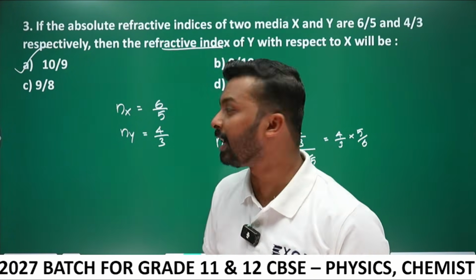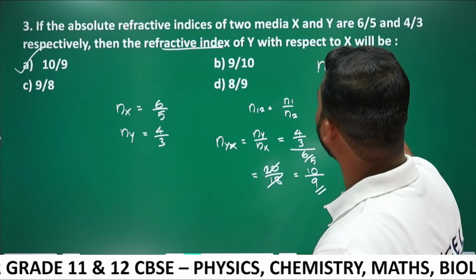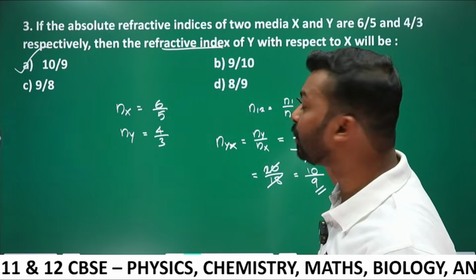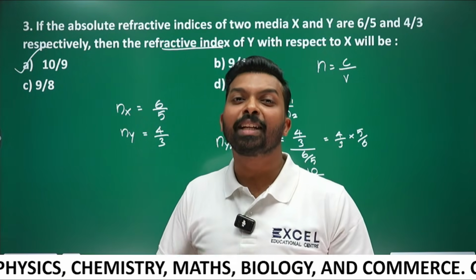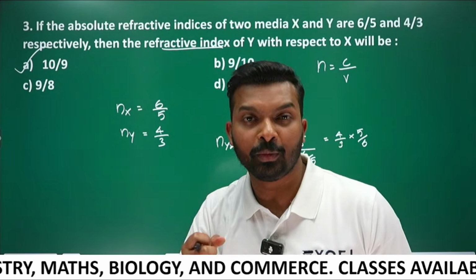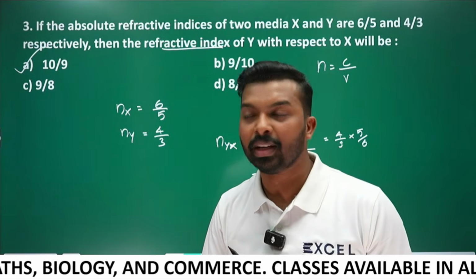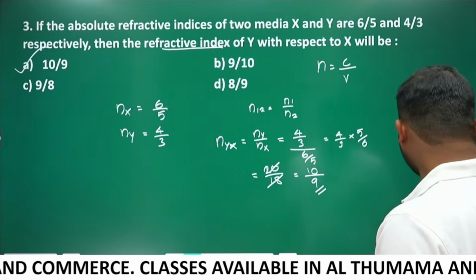Don't forget this particular equation: refractive index N is equal to C by V, where C is the speed of light in vacuum and V is the speed of light in whatever medium we are finding the refractive index of. Clear or not? Now let's go for the next question, which is from assertion reason.